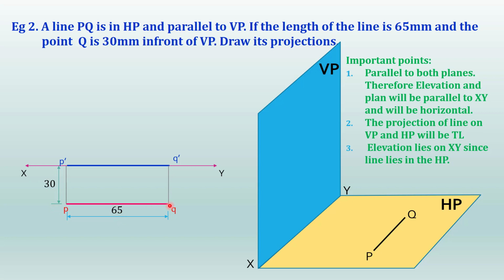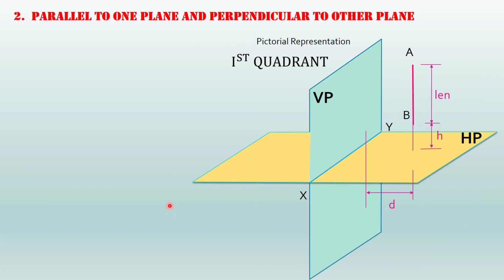Clear? Okay. Now let us take the second case, that is the line which is parallel to any one of the planes and perpendicular to the other plane. So here I am going to consider a line capital AB which is kept perpendicular to the horizontal plane.